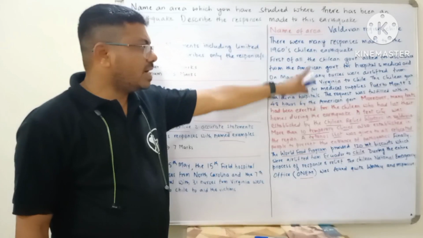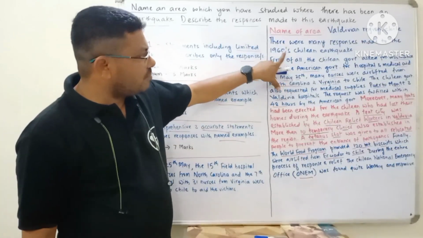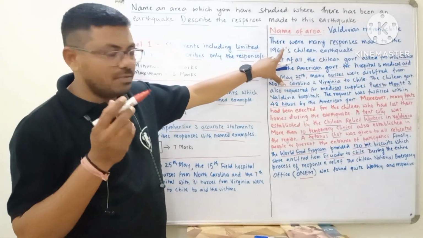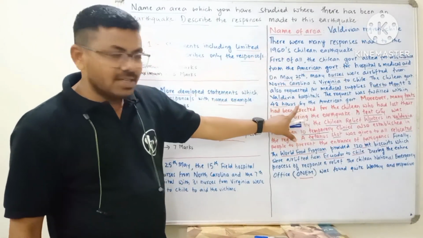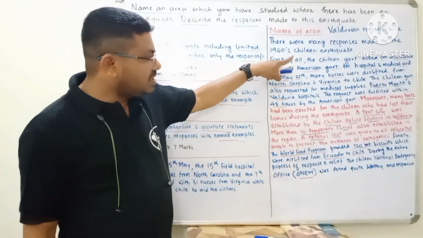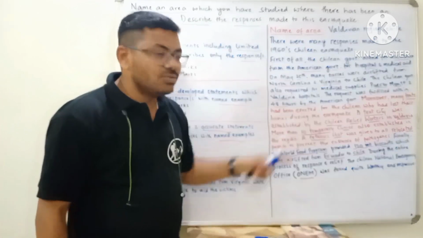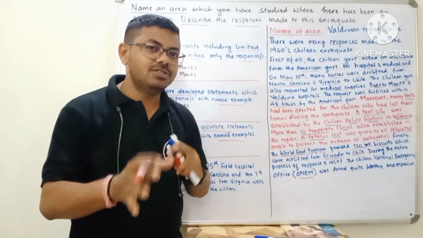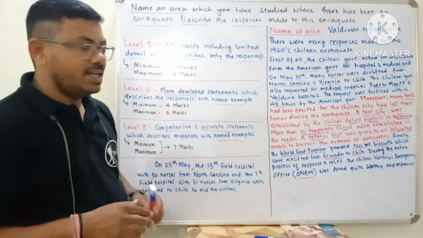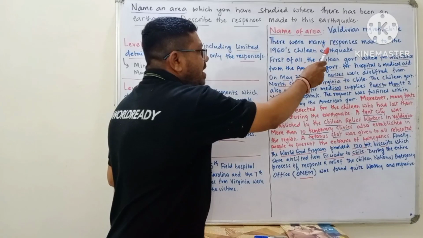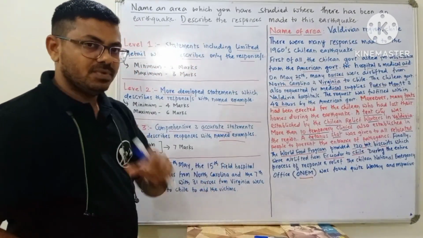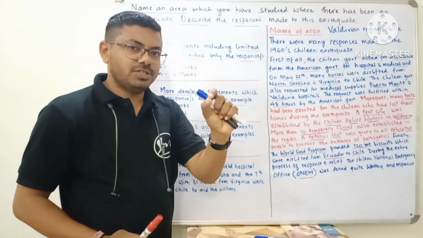Now I am looking at the answer. You can see that the first few lines I have written with a blue marker, the second part is written with a red marker, and again the third is written with a blue marker. These are 3 ideas. I have divided this into 3 ideas for ease of classification. Okay, now let us look at the first idea. It starts with: there were many responses made to the 1960s Chilean earthquake. Simple one line introduction, right?